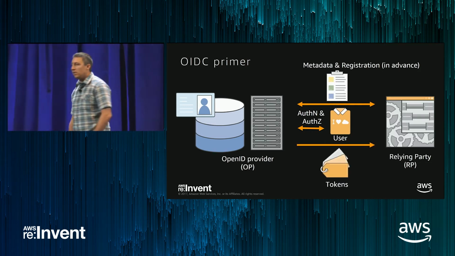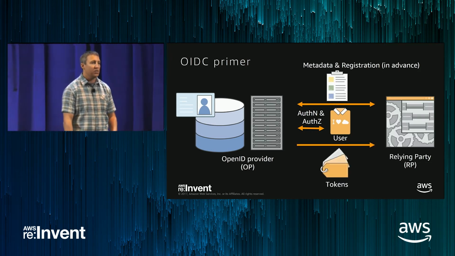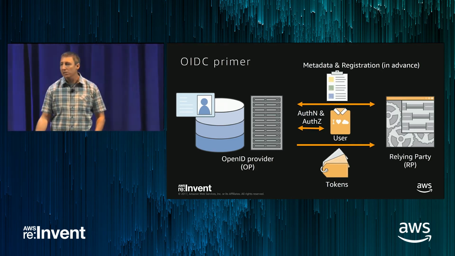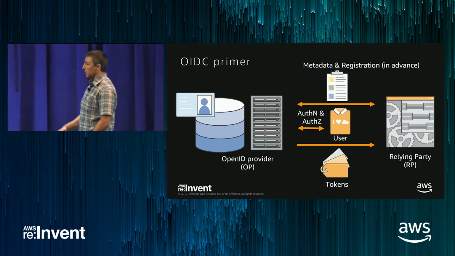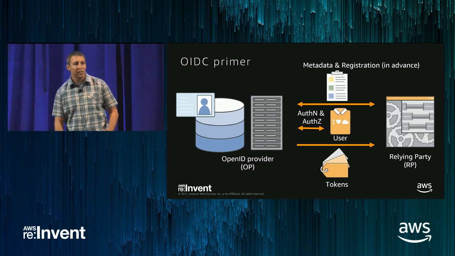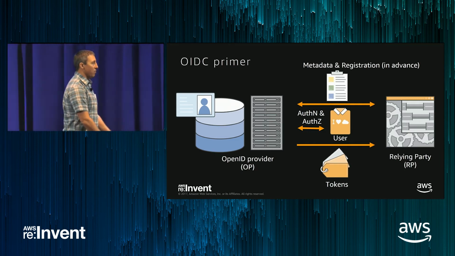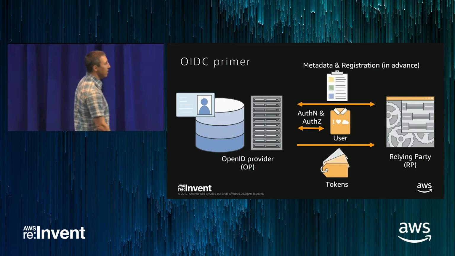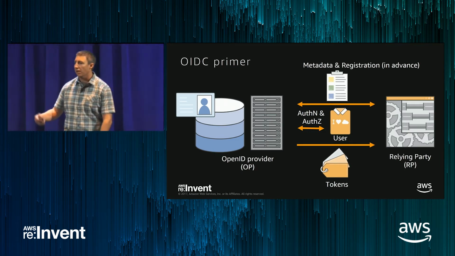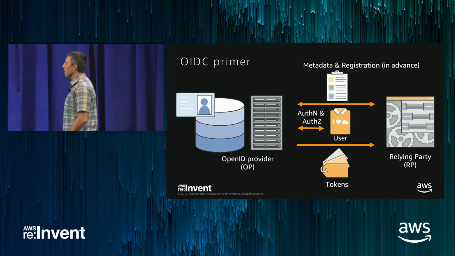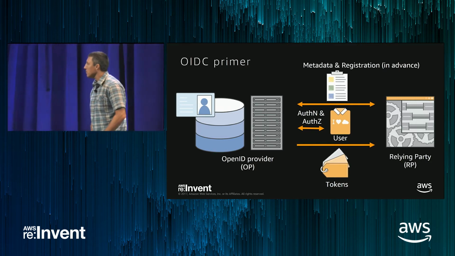And then in this case, instead of an assertion, we're going to hand back a set of tokens. In OpenID Connect, there are 3 distinct tokens. There's an ID token. As the name implies, this is the user's identity. There's an access token, which the user can use from within their environment to call out to APIs. And there's a refresh token that just allows them to acquire a new access token when one expires.